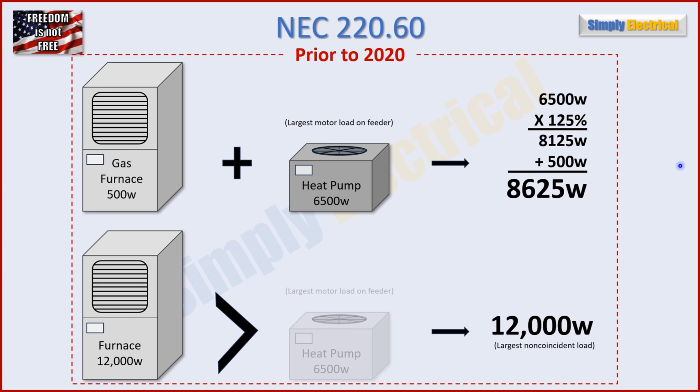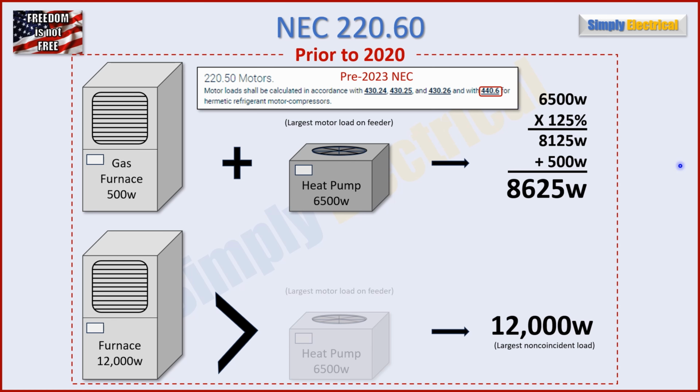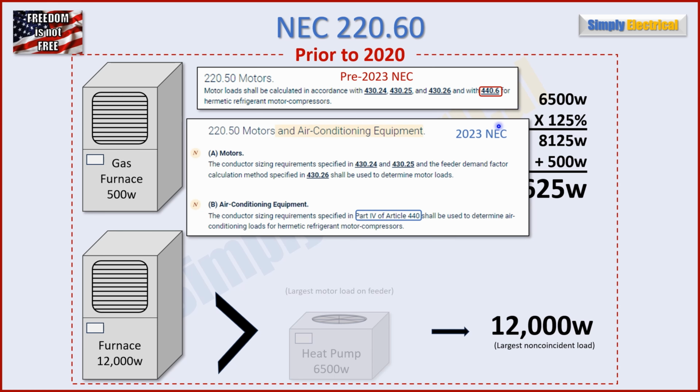Now, just so you know the reason that we did this, prior to 2023, Article 220.50 told us to refer to 440.6 for compressor loads. As you can see, they were grouped in with motors and therefore treated as such. That has now changed in 2023. Instead of a referral to 440.6, we are now pointed to Part 4 of 440. See how they've split the section into an A and a B section, divorcing air conditioning from motors? This changed the way air conditioning equipment is perceived and applied in a load calc. And we'll talk more about this in a minute.